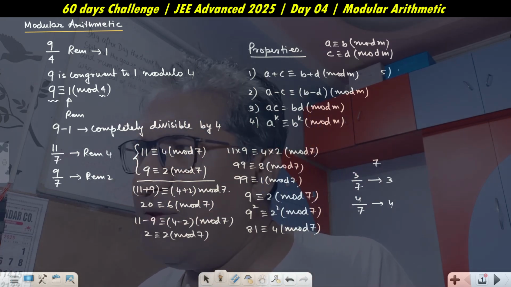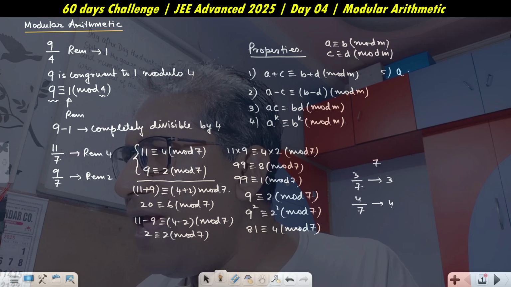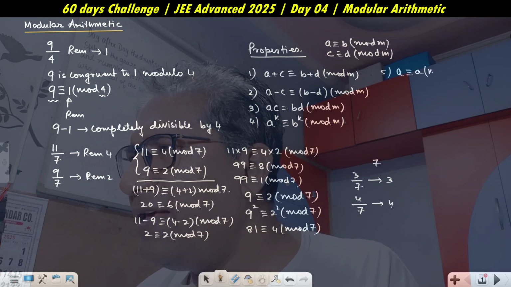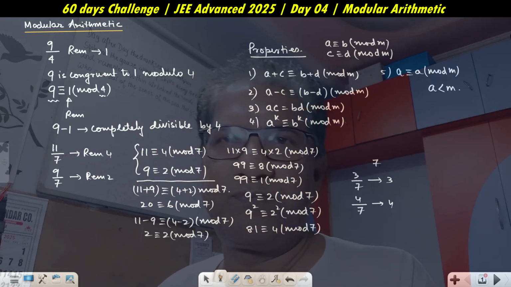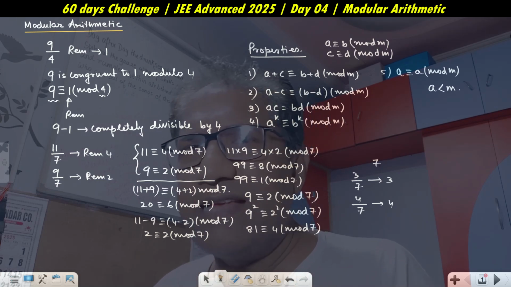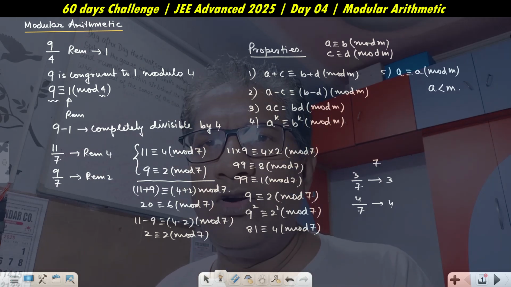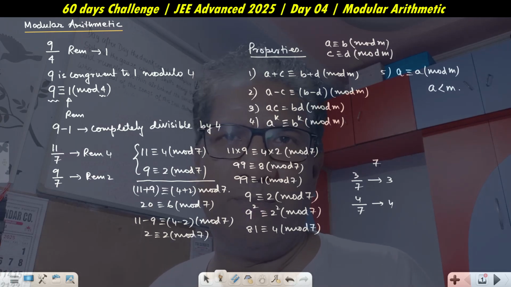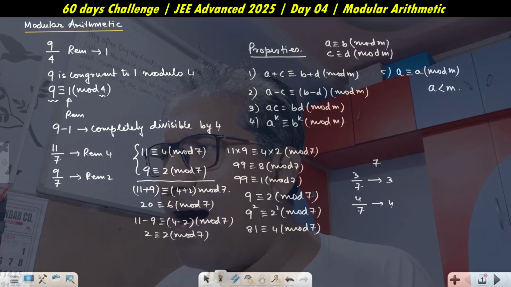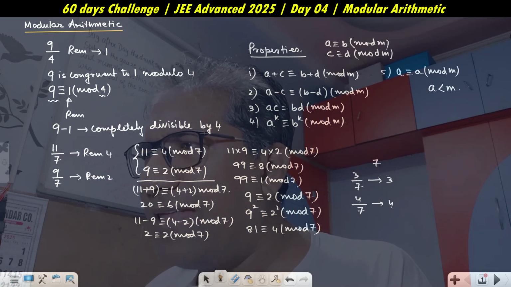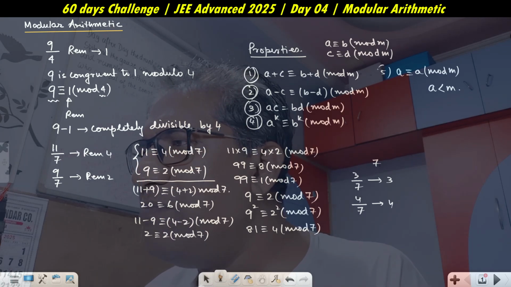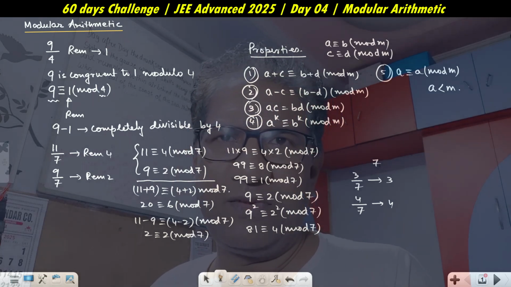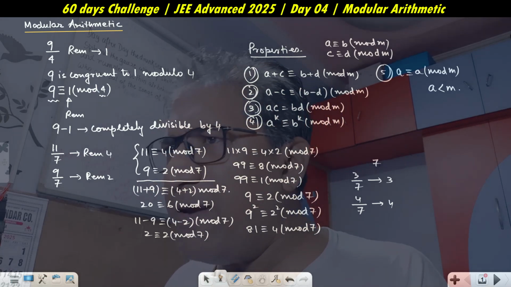So this property we can say is that A and A are always congruent modulo M, as long as A is less than M. If A is less than M, then A is congruent to A modulo M. Okay? So these are the 5 properties that we have to remember for finding out the remainder problems. Okay, let me take one example.